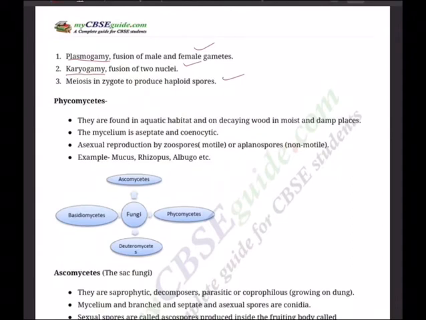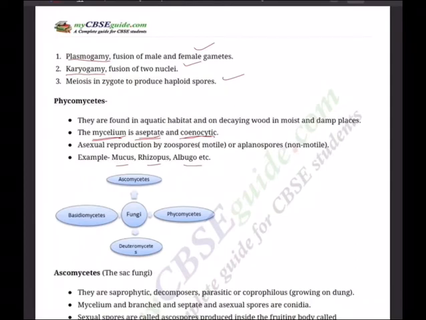And now we go to the phycomycetes. These are found in aquatic habitats and on decaying wood in moist and damp places. The mycelium, this is important, is aseptate, meaning there is no division, septa are not there, and this is the technical word you must remember, coenocytic: a single cell having many nuclei. A multinucleated cell is called a coenocytic cell. Asexual reproduction is by zoospores and aplanospores. Examples, Mucor, Rhizopus, Albugo.